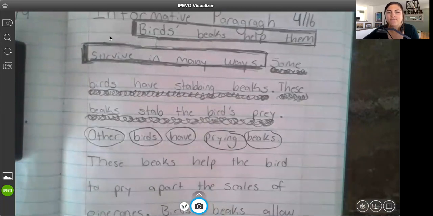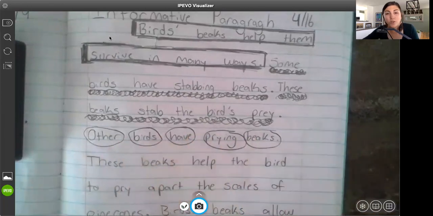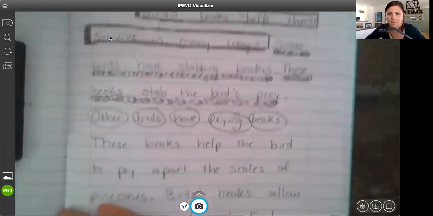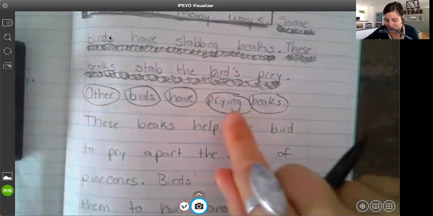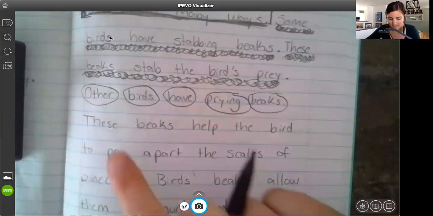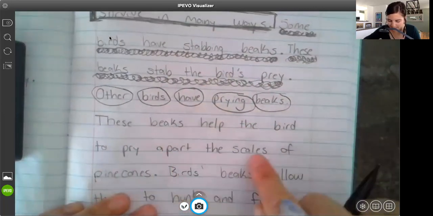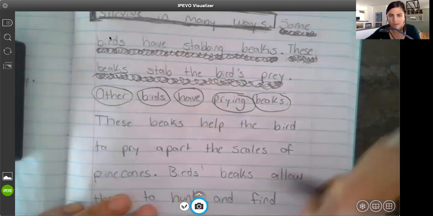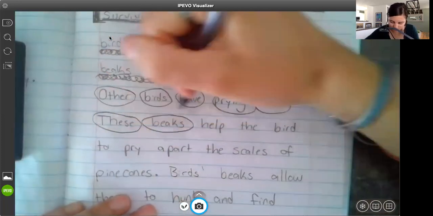So what do you think the following sentence, after this sentence, other birds have prying beaks, is going to be about? Think it's going to be about stabbing beaks? No, it's going to be about prying beaks. These beaks help the bird to pry apart the scales of pine cones. Oh, it is. So this sentence goes with the first sentence. So I'm going to circle every word.